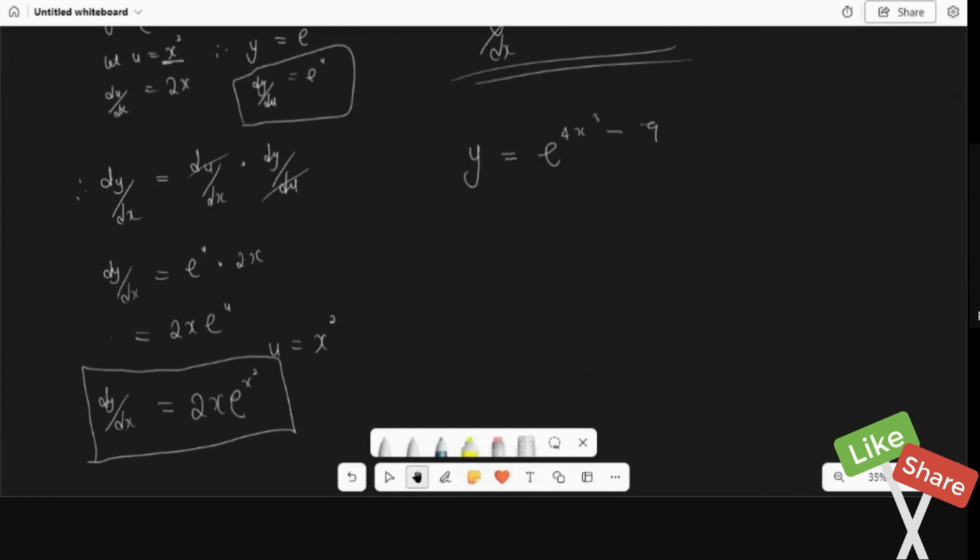So that's a 3, right? 4x. Yeah, it's a 3. That's 12x. Right. e to the power of 4x cubed.